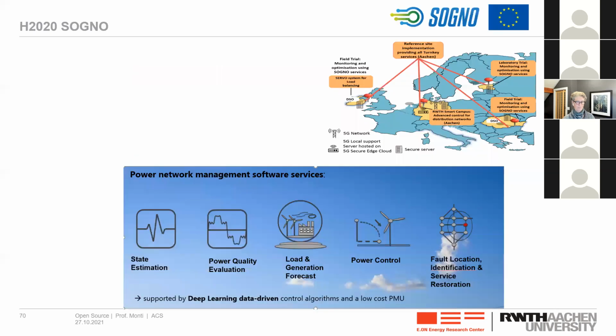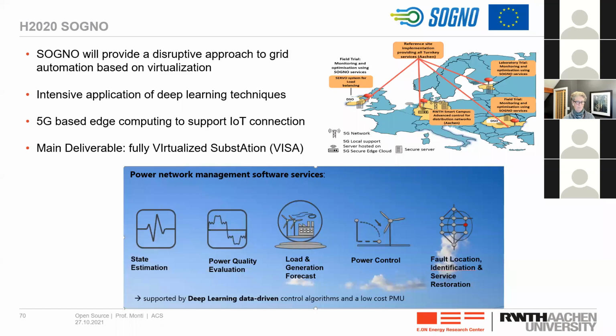Let me start with the Horizon 2020 project that we did a couple of years ago called Sonio. We developed a platform concept, microservice-based, focused on distribution system automation. We came out with a very innovative concept thanks to cooperation with the ICT companies. And then during the project, with the push of the European Commission, we worked on that directly as open source.